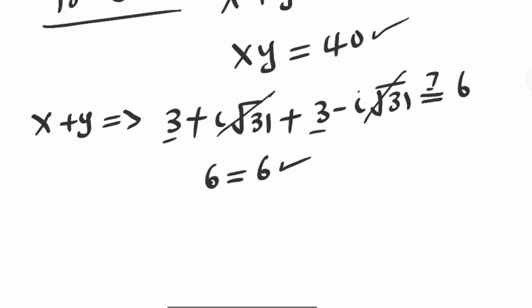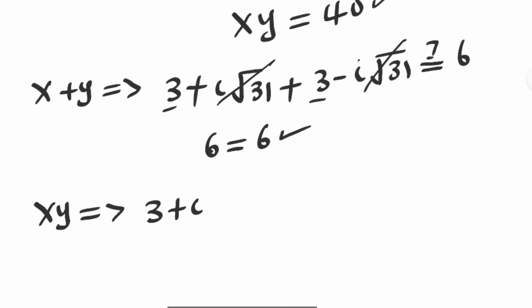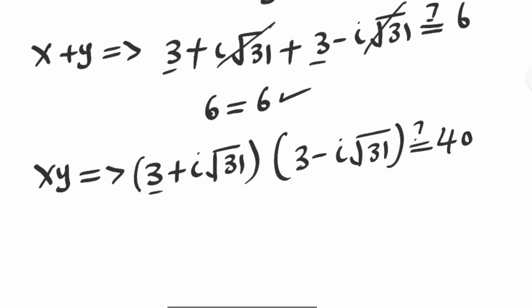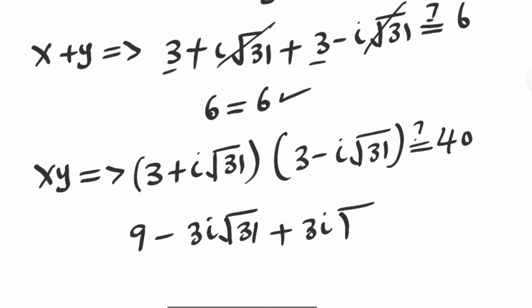Let us consider this. xy can be written as 3 plus i root 31 multiplied by 3 minus i root 31, must be equal to 40. 3 times 3, that is 9, minus 3 multiplied by i root 31, plus 3i root 31, i root 31 multiplied by 3, plus 3i root 31. i root 31 multiplied by minus i root 31 will give minus i square multiplied by the square root of 31 all square.